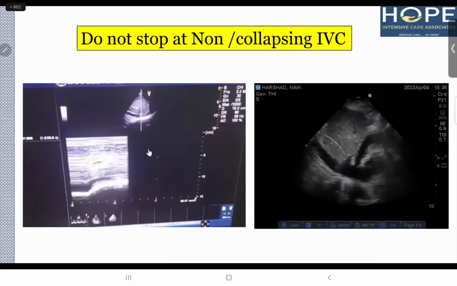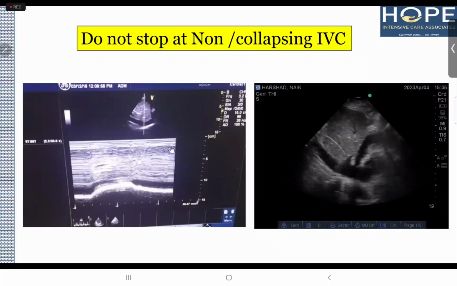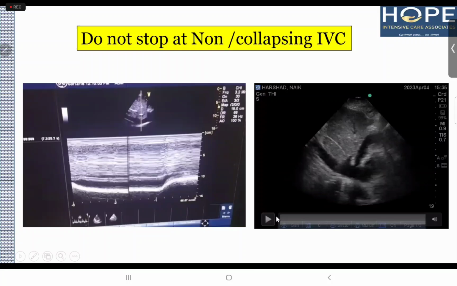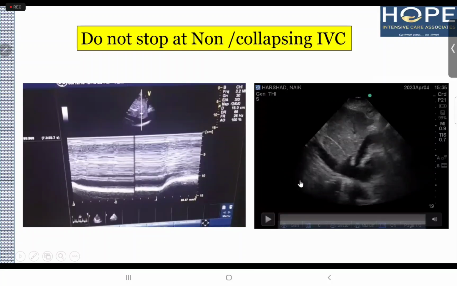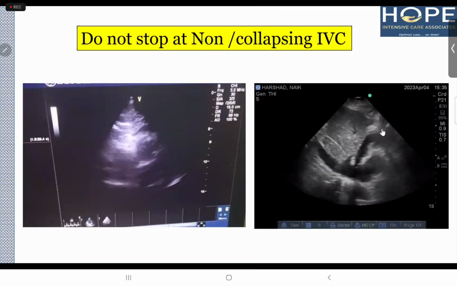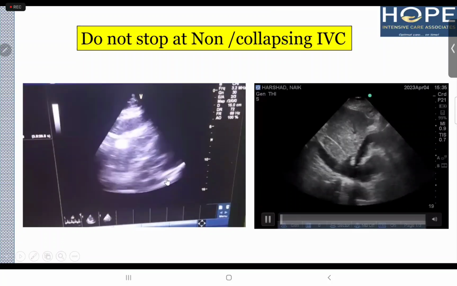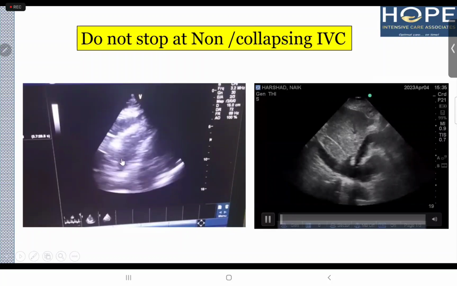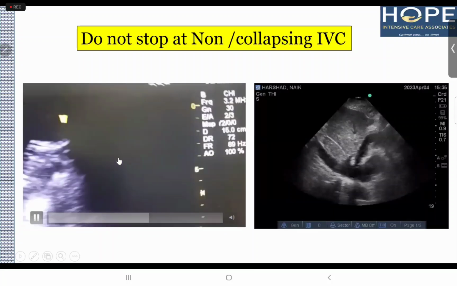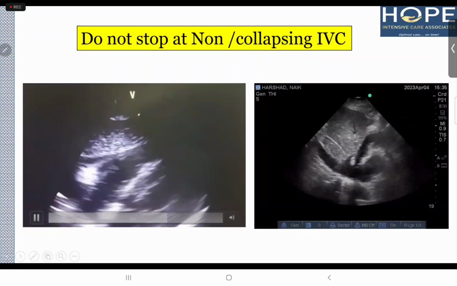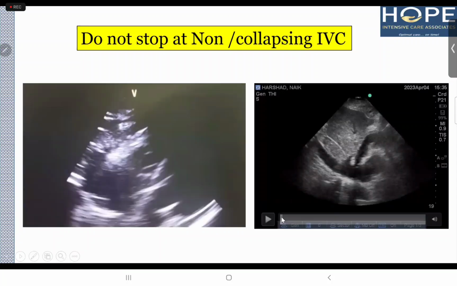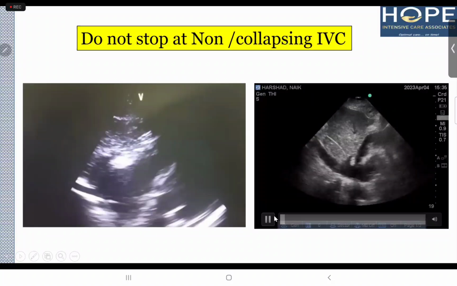Here, again, in the same, you can see on the left side, clearly collapsing. On the right side, this IVC is not collapsing. So don't get engrossed by only looking at the IVC. Look around. Here, again, you can see that on the left side, even though the IVC is collapsing, the patient has a lot of pericardial fluid. But this patient, despite having pericardial fluid, the IVC is collapsing. On the right side, you can see that the patient has pericardial fluid and the IVC is not collapsing.